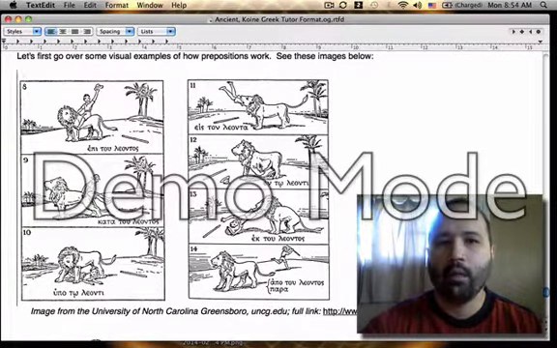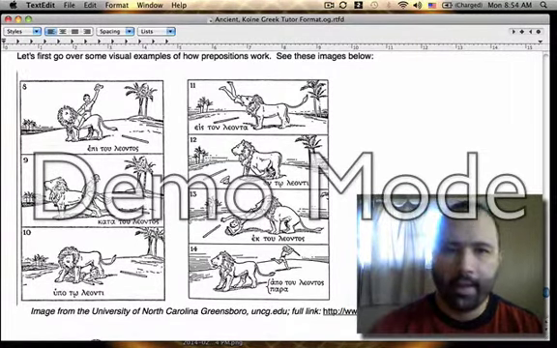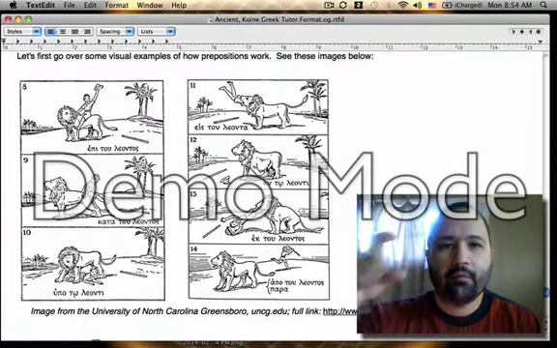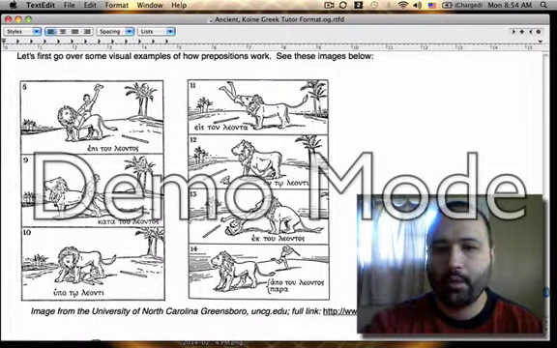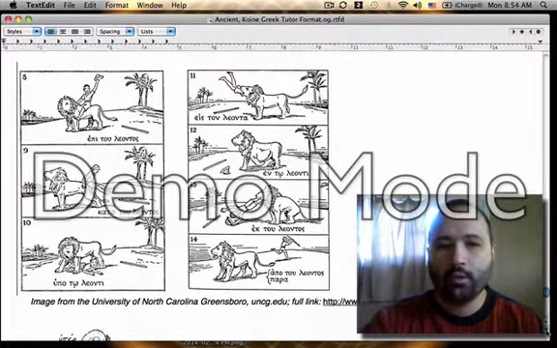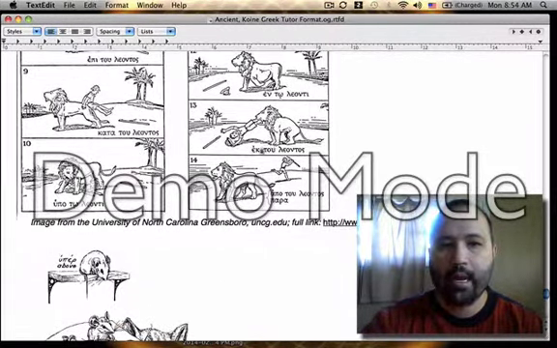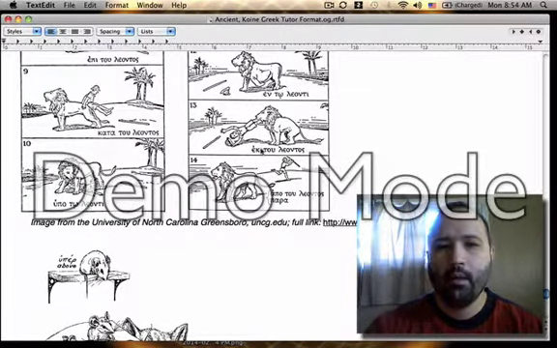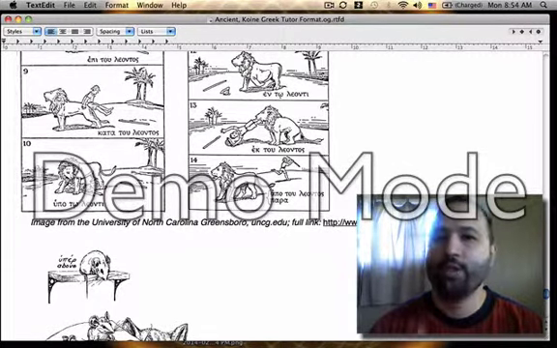En to leondi. He's now in the lion. The lion ate him, right? So he's situated in. En with the dative. That's very key because this is used a lot in Greek. Ek tu leondos. See how the lion spits him out? Ek, from, or out of. Ek must be used with the genitive.